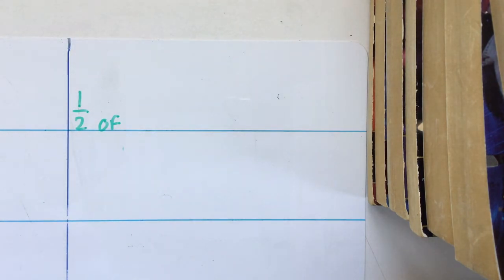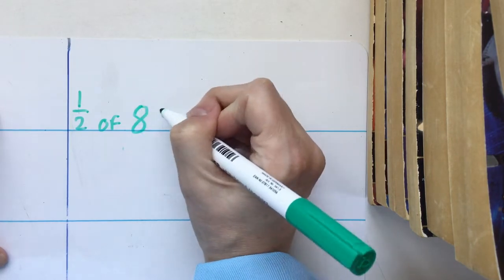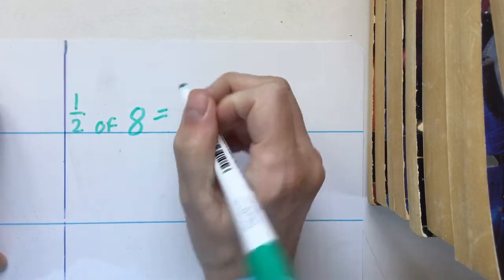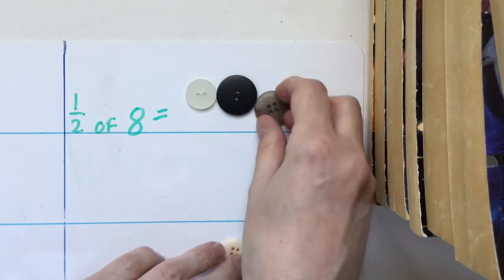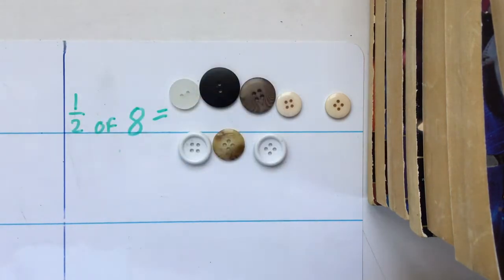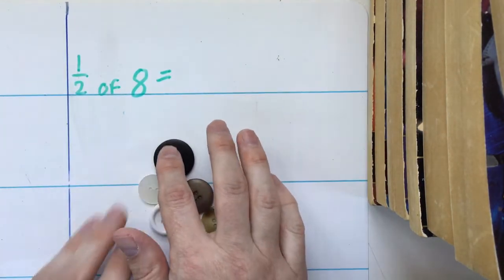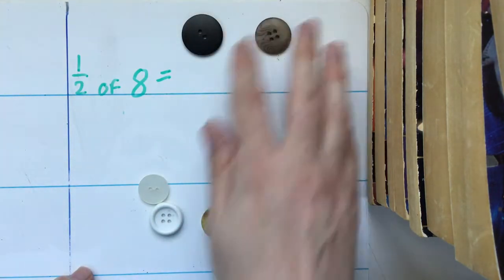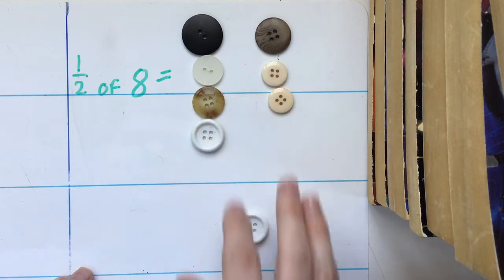Let's try half of, well, we couldn't do 7, so let's try half of 8. So 1, 2, 3, 4, 5, 6, 7, 8. I've got 8 there. So let's try half of 8. 1 for me, 1 for you. 1 for me, 1 for you. 1 for me, 1 for you. 1 for me, 1 for you.